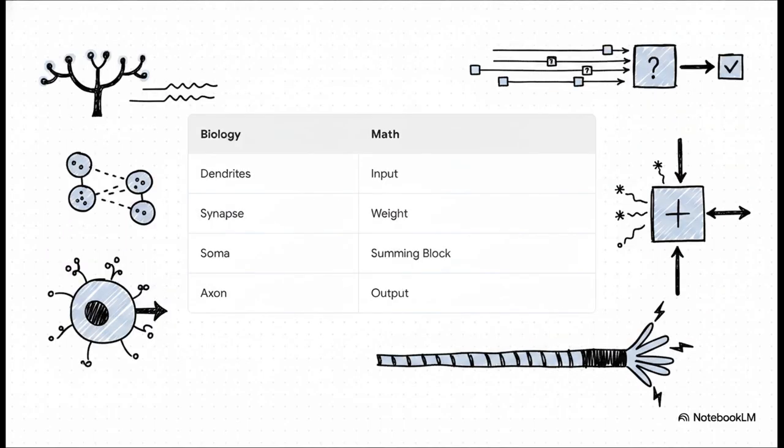Let's break this translation down piece by piece so it really clicks. In biology, dendrites are those branch-like structures that receive incoming signals, right? Well, in our mathematical model, these become our inputs, literally the data we feed the computer. Synapses are the connecting points where the chemical signal strength is determined. Mathematically, these become weights, numbers that multiply our inputs. The soma, which is the main cell body that sums up the signals in your brain, becomes the summing block in our code. And finally, the axon, that long fiber firing the final impulse away from the cell, translates perfectly to our mathematical output. Pretty elegant, right?